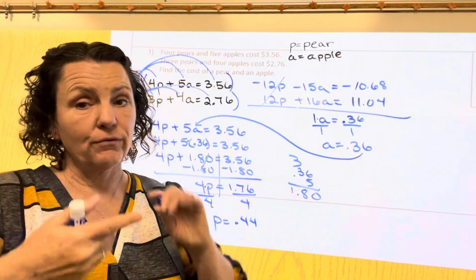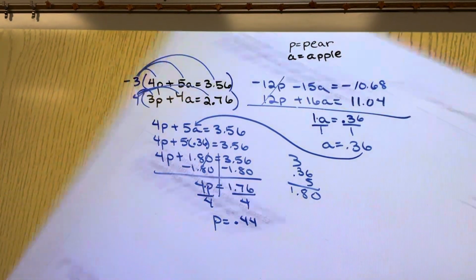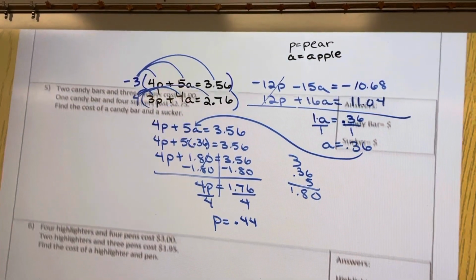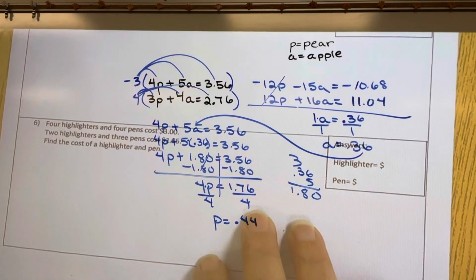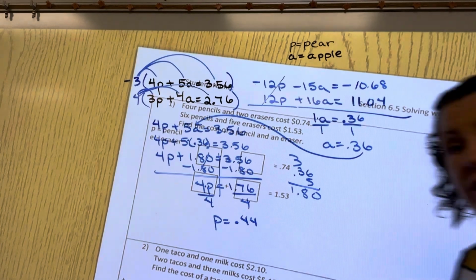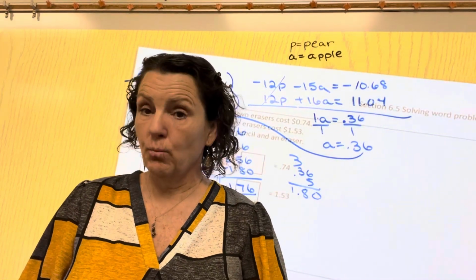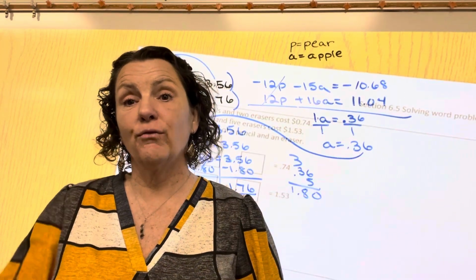If you flip this over, we have 3 on the back. We have the question about hamburgers and Coca-Colas, soda pops. We have candy bars and suckers, and we have highlighters and 4 pens. At least this year, those 3 questions, every year it changes, those questions will be your homework. So go ahead and give those 3 a try, and I will create another video for those 3, okay?